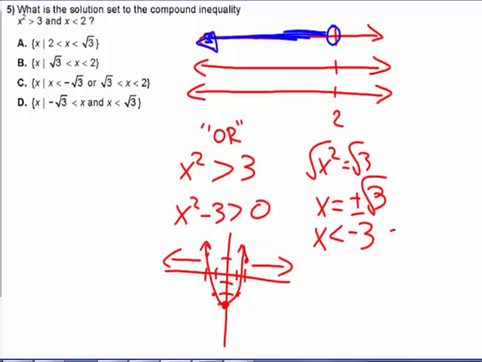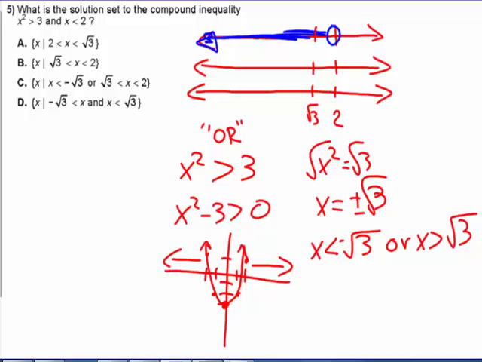And then we would look at the two graphs and see where they overlap. So we would have an open circle at 2 and then an open circle at square root of positive 3 and shade in between those 2 points. And then notice the overlap is also at negative square root of 3 shading to the left. So we'd put an open circle at negative square root of 3, and then we would shade to the left. So notice the only one that matches that information is C.